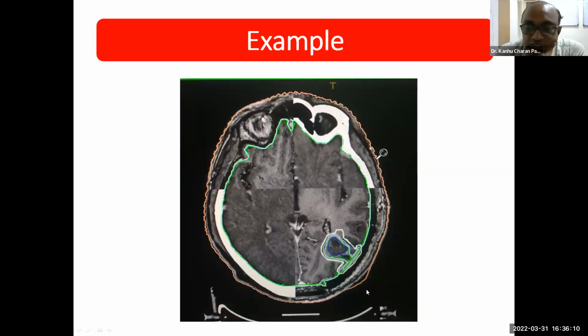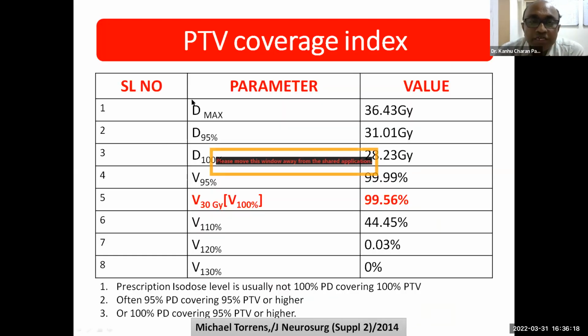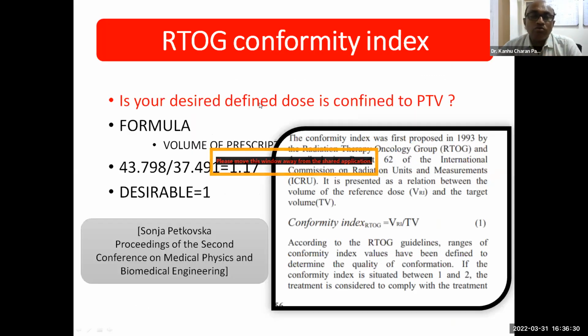Suppose you can see in the example here, this is a brain met cavity SRS, we can see the distribution here. You have the PTV coverage index. You have to see what is the maximum dose, what is the 95% isodose, what is the 100%. So you have to maintain a table and see the coverages. Then how to calculate the coverage index? Coverage index, RTOG conformity index.